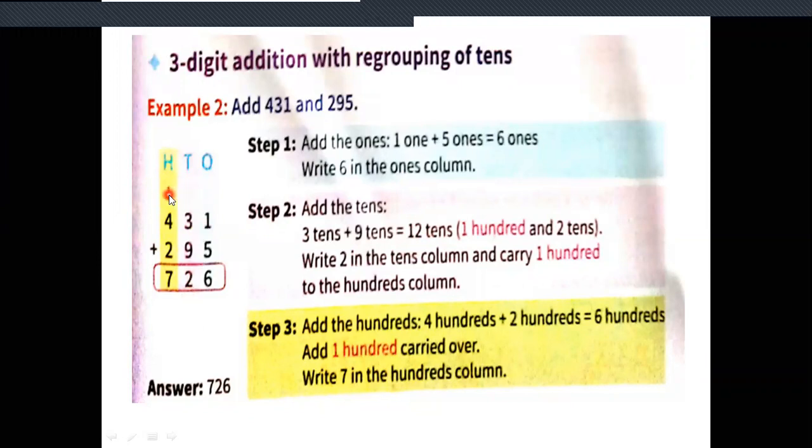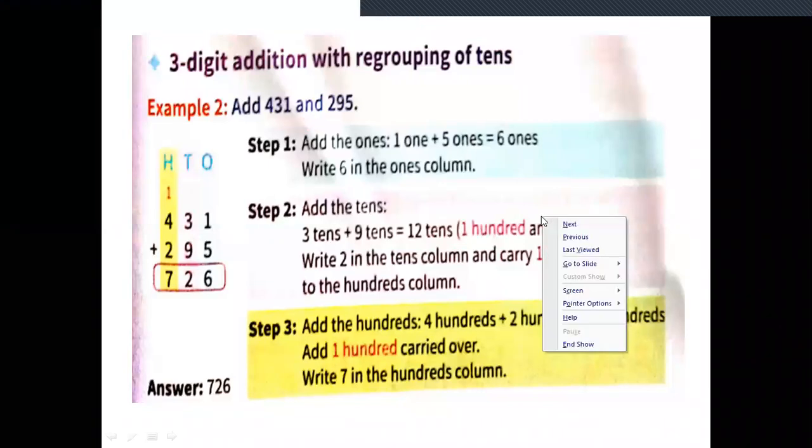Okay. Next see. 1 plus 4 is 5. 5 plus 2 is 7. So hundreds place 7 is the answer. So 431 plus 295 equal to 726. Okay.